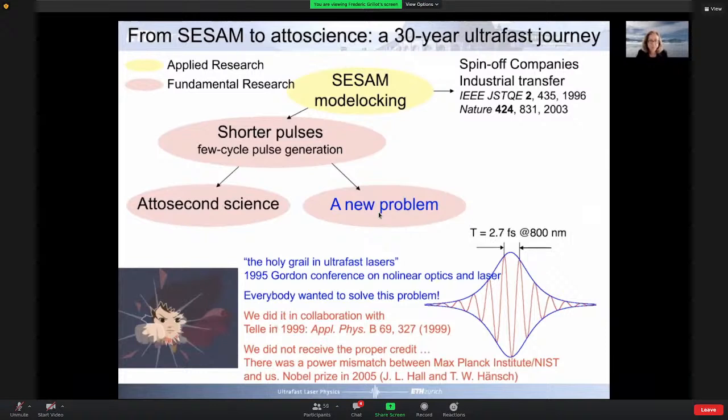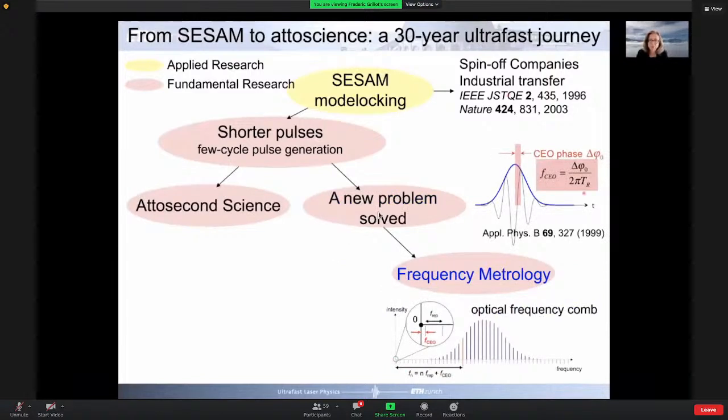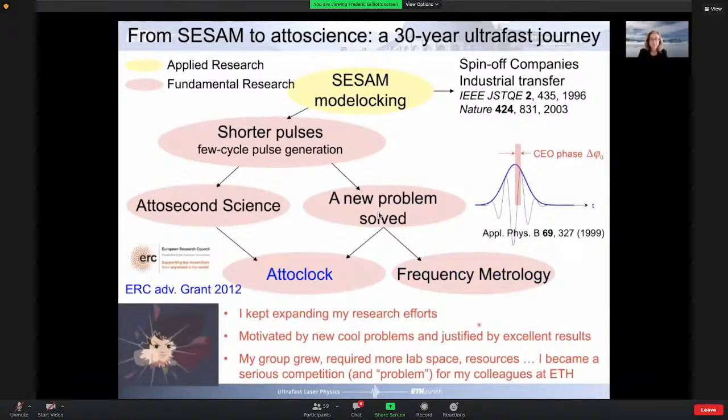We found the solution in collaboration with Telle in 1999, which we published, and it was very hard to receive proper credit for our work. The problem of stabilizing the electric field underneath the pulse envelope was actually solved by stabilizing the frequency comb. Solving this problem also got me into another field and another invention, because it allowed me to invent the attoclock technique. So as you can see, I have been exploring the frontiers.